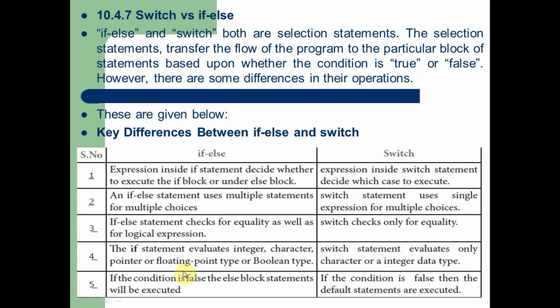Next is the fourth difference. The if statement evaluates integer, character, pointer, floating point or boolean data types. The switch statement evaluates only character or integer. So if statement evaluates all types of data like integer, char, pointer, float, boolean. But in switch statement we can use only two types of data types. One is integer, another one is character.